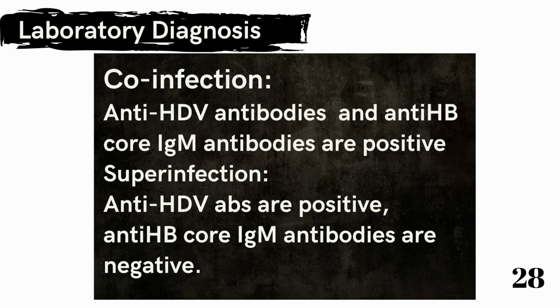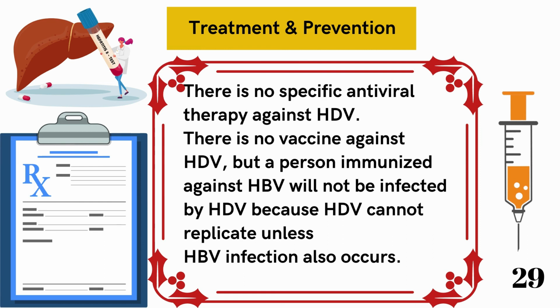A patient co-infected with hepatitis B virus and hepatitis D virus has a more severe disease than those infected with hepatitis B alone. When infected by hepatitis B virus alone, it is milder than being infected by hepatitis B virus and hepatitis D virus at the same time. So this is co-infection or super-infection.